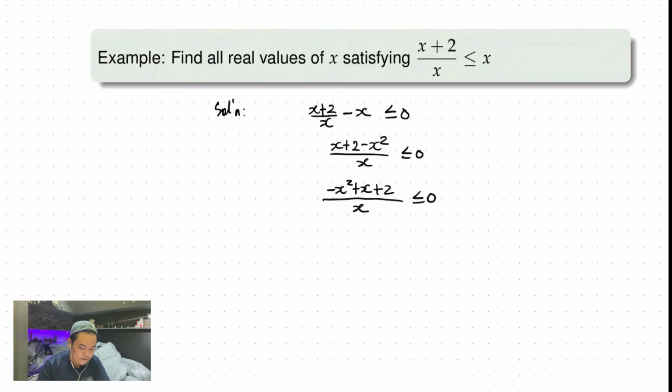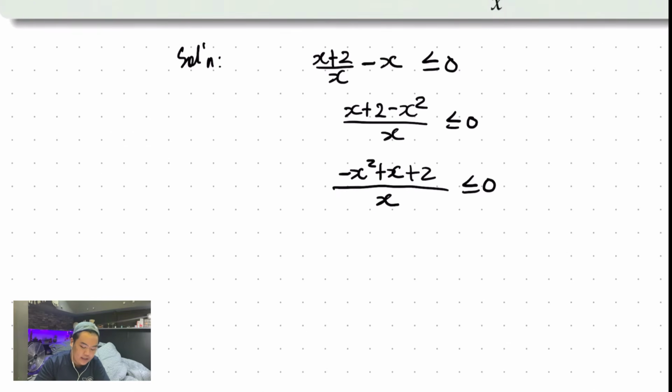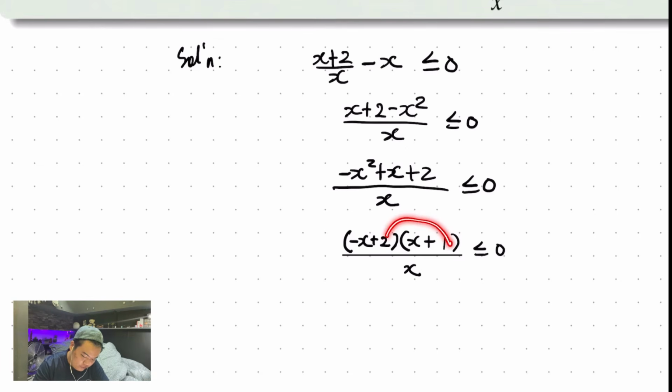Okay. So, next step, compute for the critical numbers. O factor muna natin yung numerator. Ano mang factors ng numerator? Para mas madali mag-compute ng critical numbers. Parang negative x, ito x, no? Plus 1 plus 2. Is that correct? 2x minus x is x. Negative x square, okay? And then x.